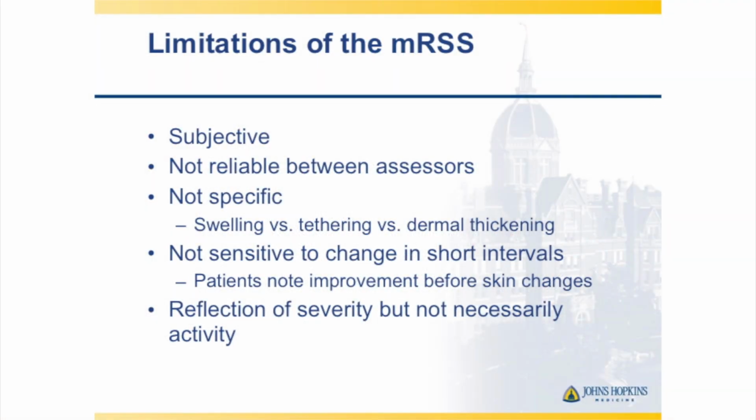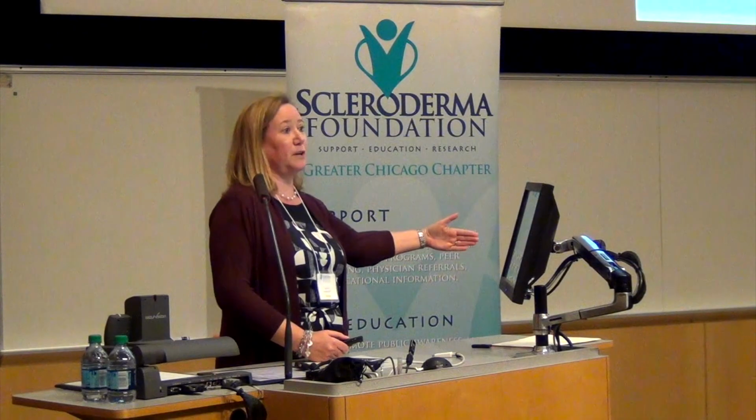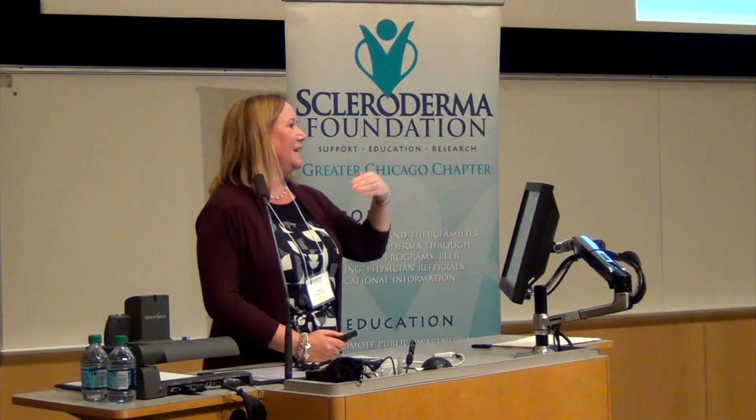Varga, just because it is subjective. And it's also not specific, so it's not really telling us something about the activity of the disease necessarily. It might reflect severity of disease, but not necessarily activity. So the skin could be tight, but it might have been tight for a very long time. And that person's skin might score the same way as somebody whose skin just became tight and is progressing.